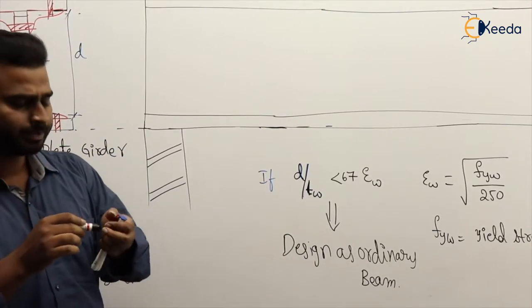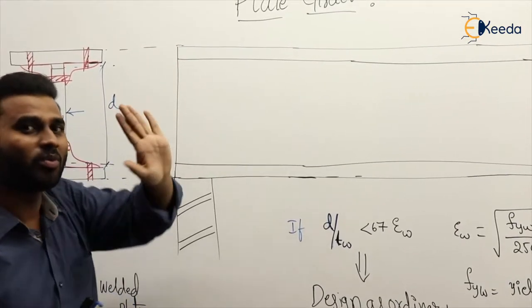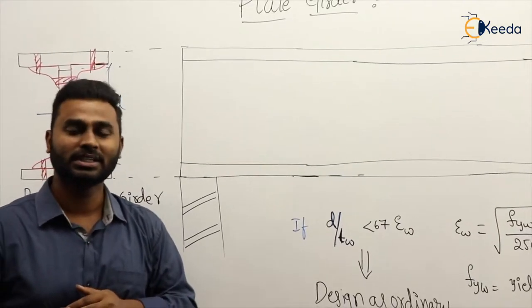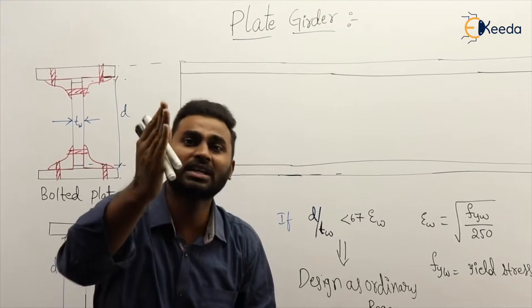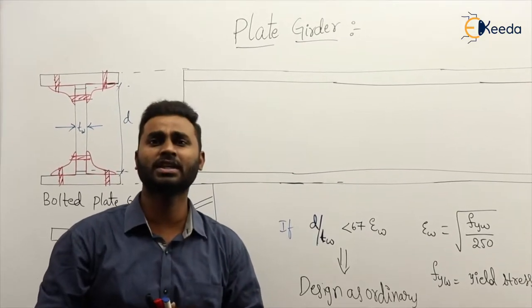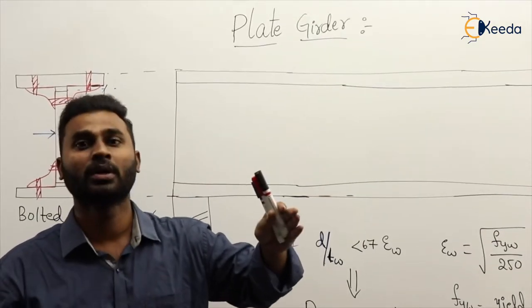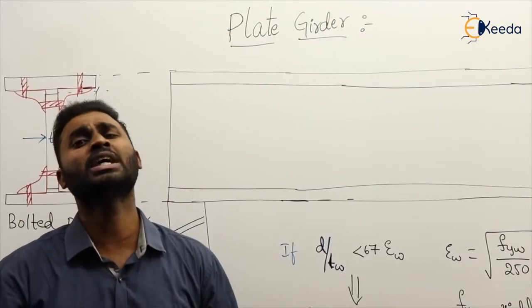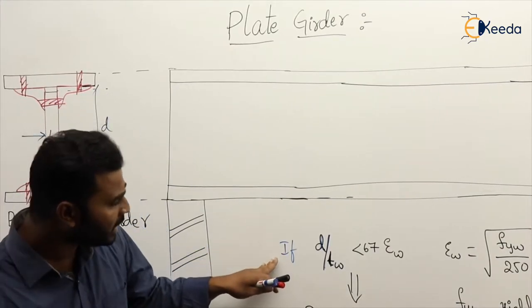Now, if the depth of the web is more, then more chances are there for it to buckle. Even in a column, if the height is more, there are more chances for it to buckle. That is quite obvious. Here also it is the same thing. Obviously the depth of the plate girder will be more, so more chances are there for it to buckle. Clear or not? Okay, so this is the design condition.